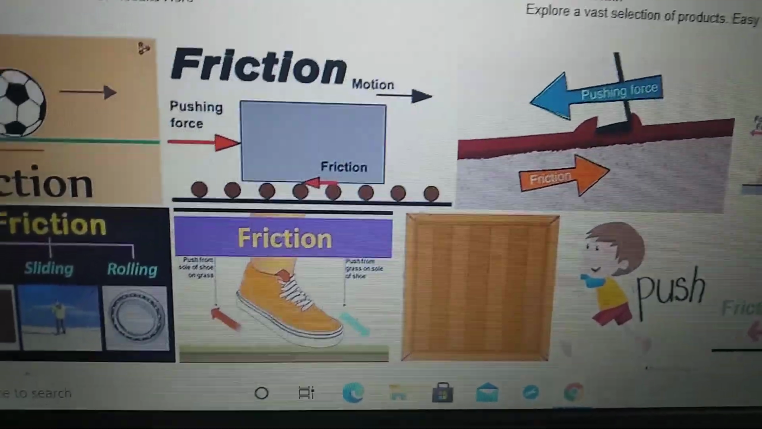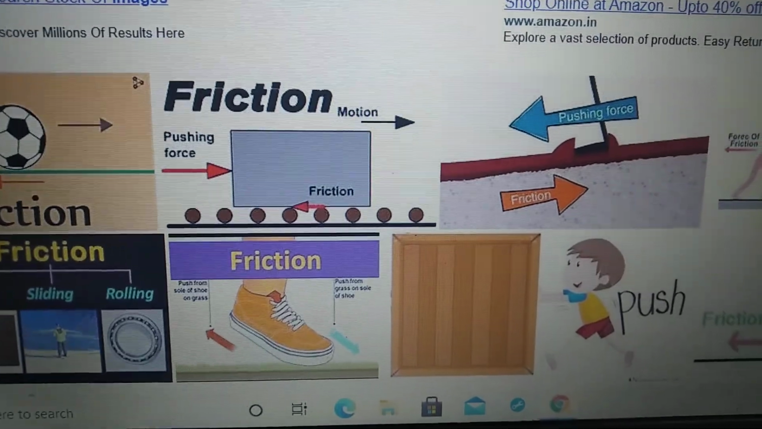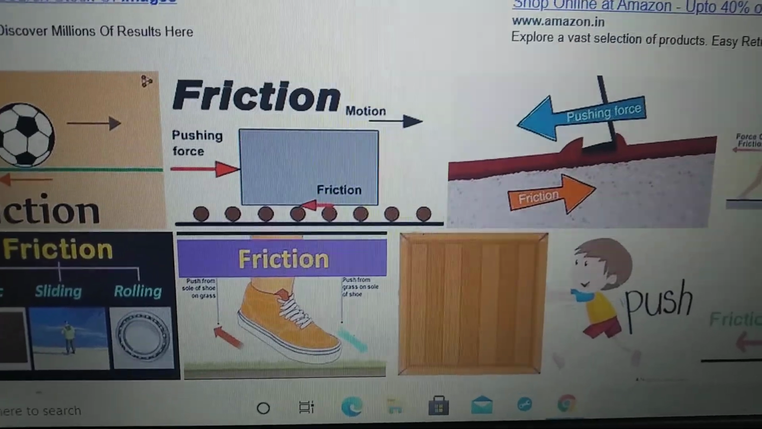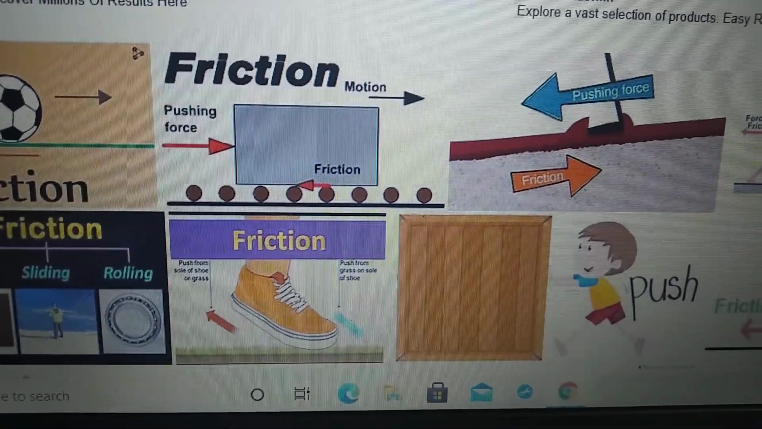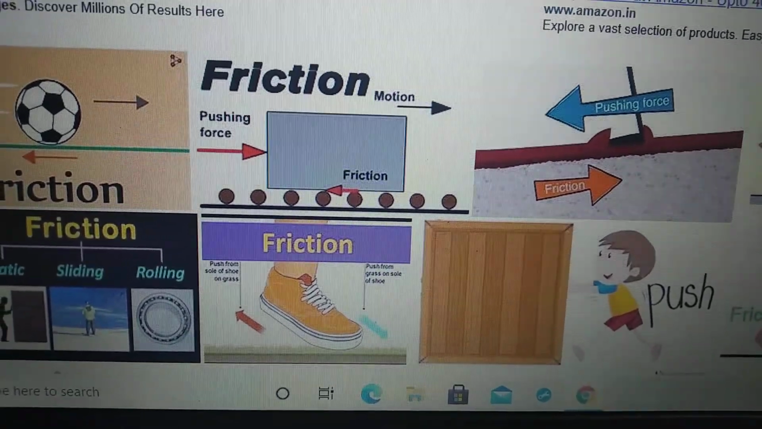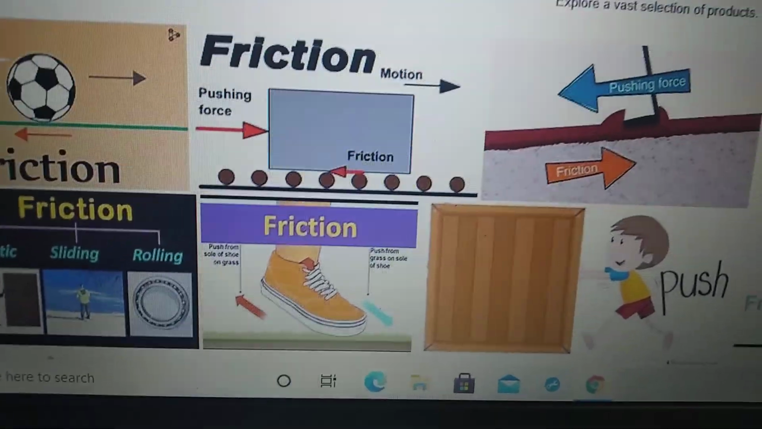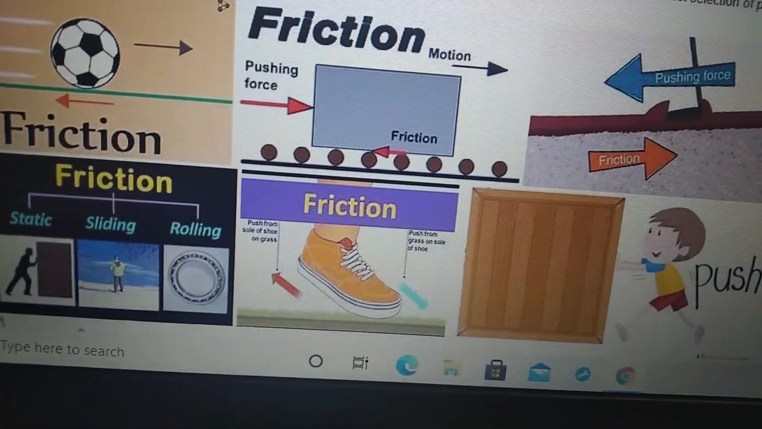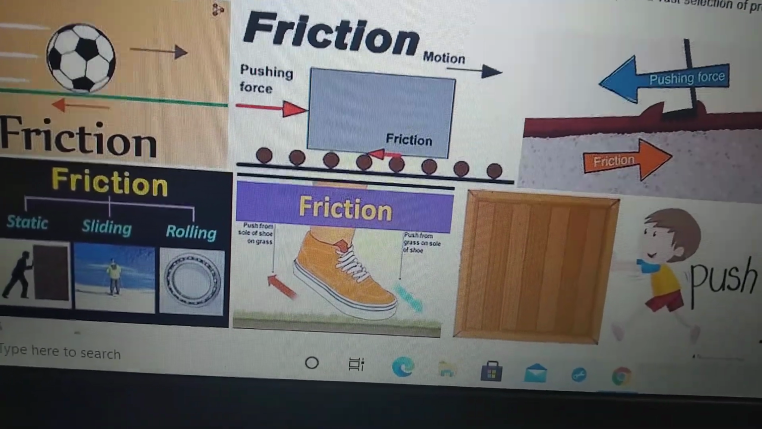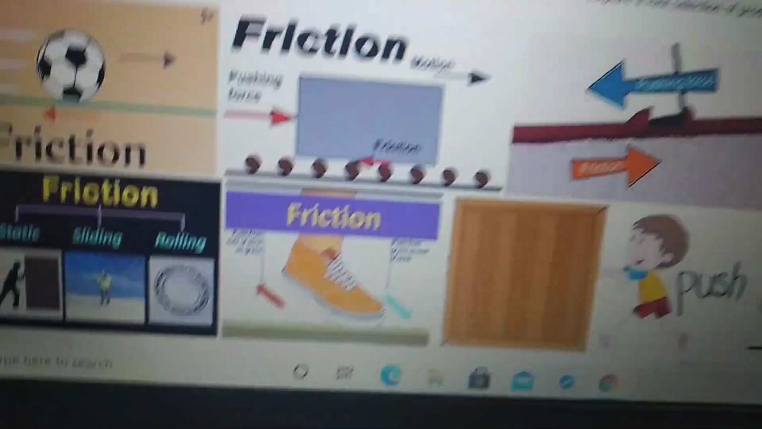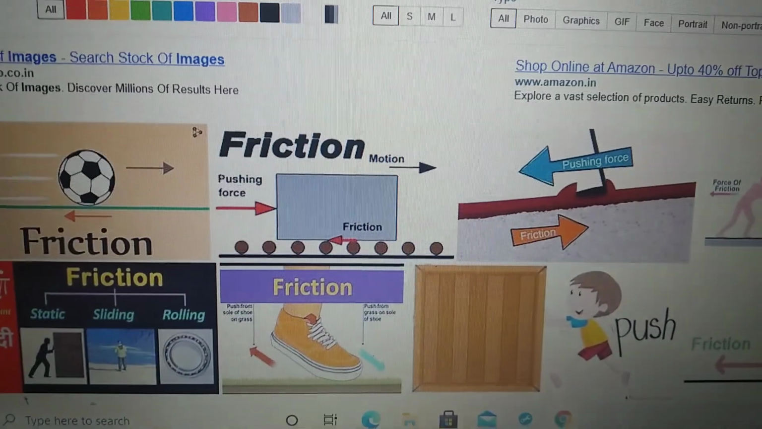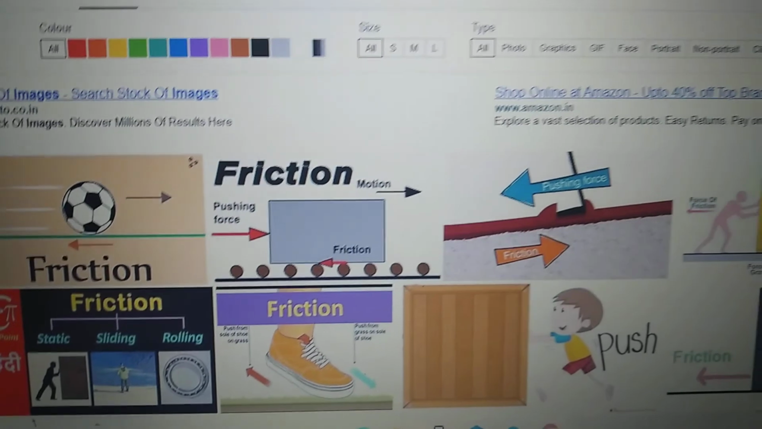So when there is very little friction, things tend to slide. Suppose you throw a ball on a glass table, it will easily move. It takes less friction. Things tend to slide. When you throw a ball on a carpet, the friction is more, so things do not move easily. Where things can move easily, there less friction will be there. So friction tends to stop a moving object.